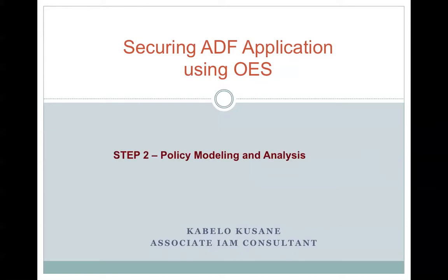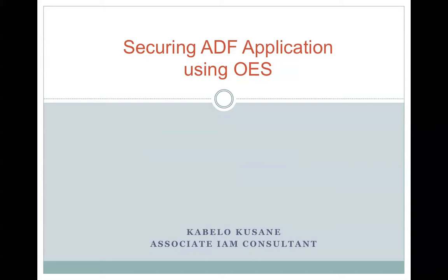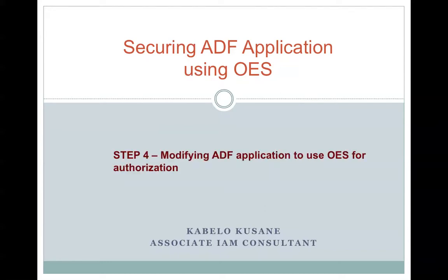We will do a policy modeling and analysis exercise to identify the resources and corresponding actions inside OES. We will then create entitlements and authorization policies in OES that will be invoked from our sample application. We will modify the application to use OES for authorization.